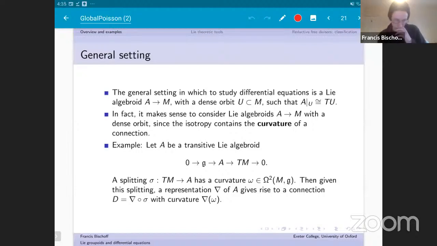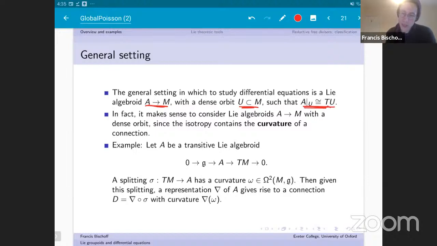Okay, so to end the first part, I'll speculate a little bit. If we're interested in studying singular flat connections via Lie algebroid representations, what is the appropriate class of Lie algebroids that we should consider? So one option is that we could study Lie algebroids A which have a dense orbit, and such that the restriction of A to this orbit is the tangent bundle. That's one possibility. In fact, it makes sense to consider something slightly more general where we don't require this last property. We just consider Lie algebroids which have a dense orbit.